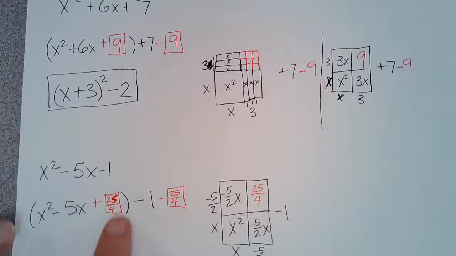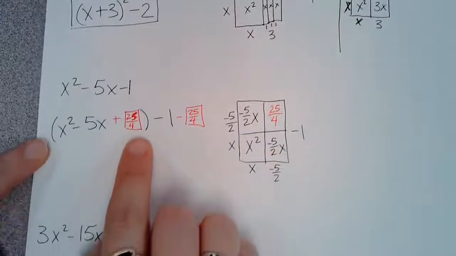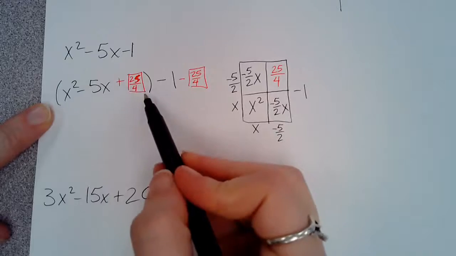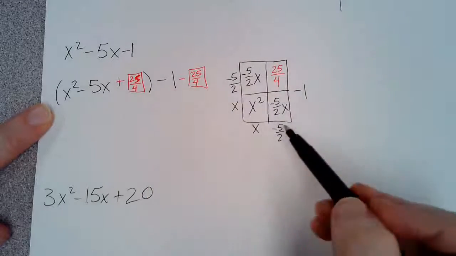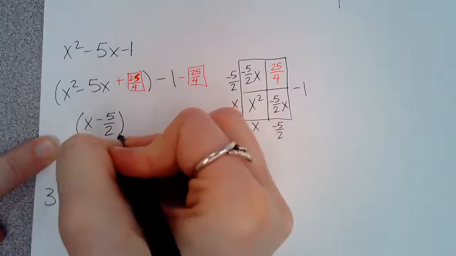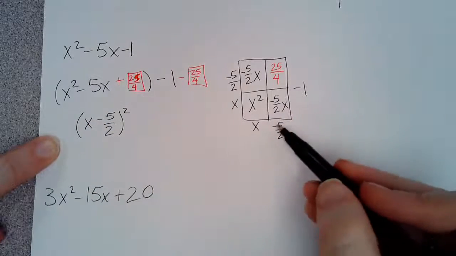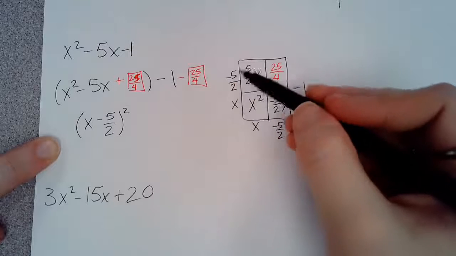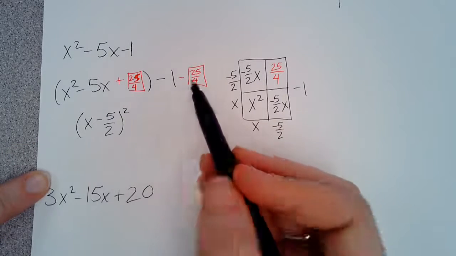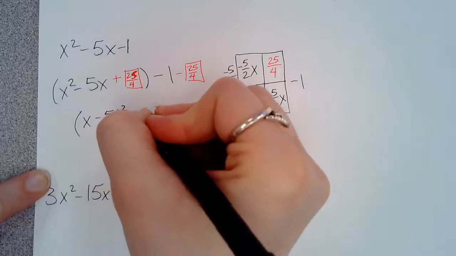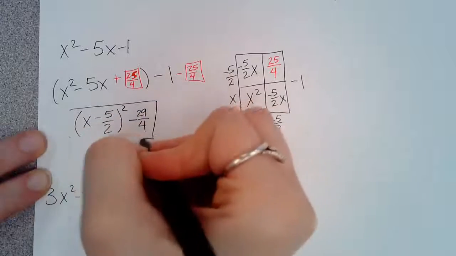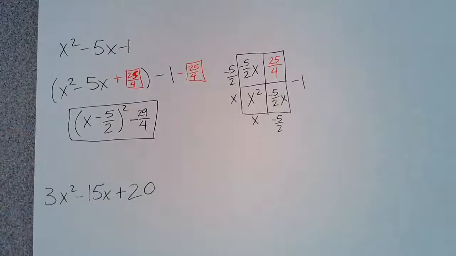But I did that so that this part in the parentheses, move away from that last example now so we can see what we're doing here. The part in the parentheses is all of this area model here. So I can now rewrite that as x minus 5 halves squared, x minus 5 halves times x minus 5 halves. Then I have the minus 1 and the minus 25 fourths, which together makes minus 29 fourths. And then that's it. I've done my completing the square.